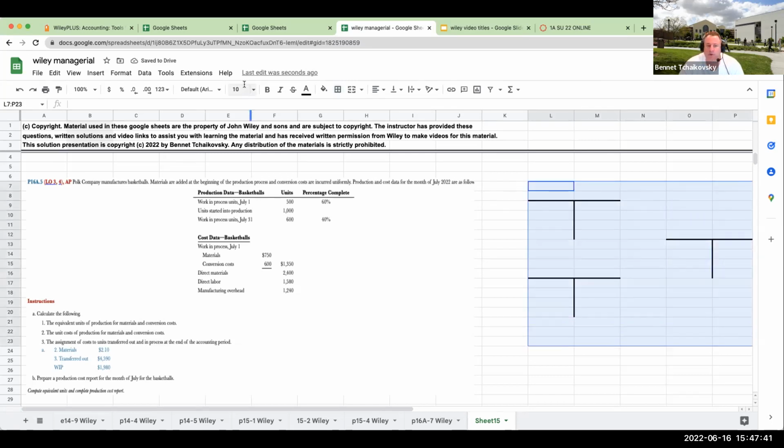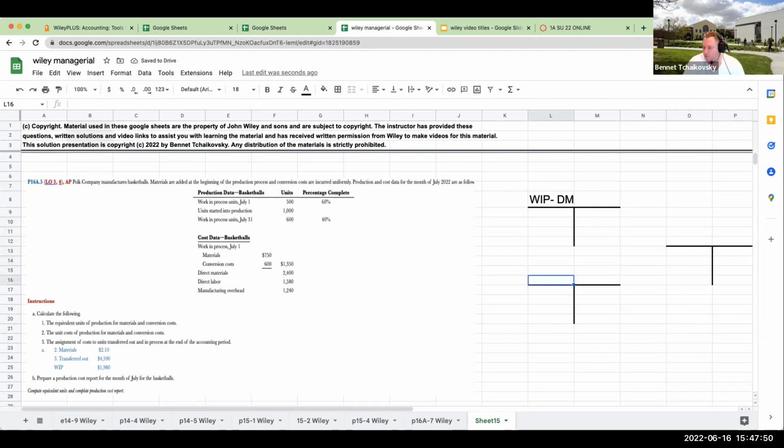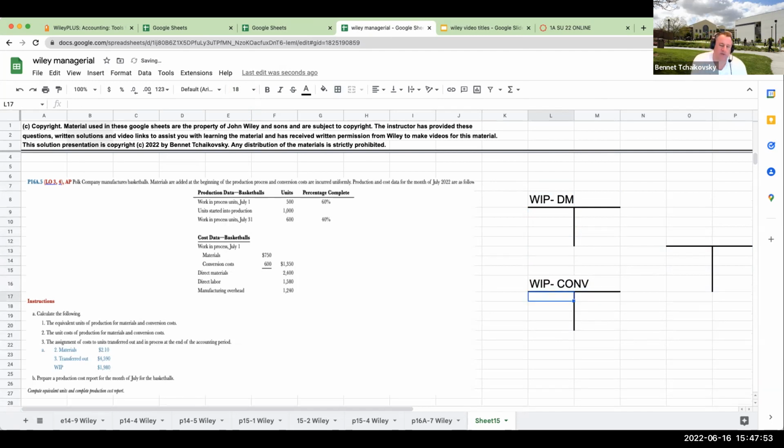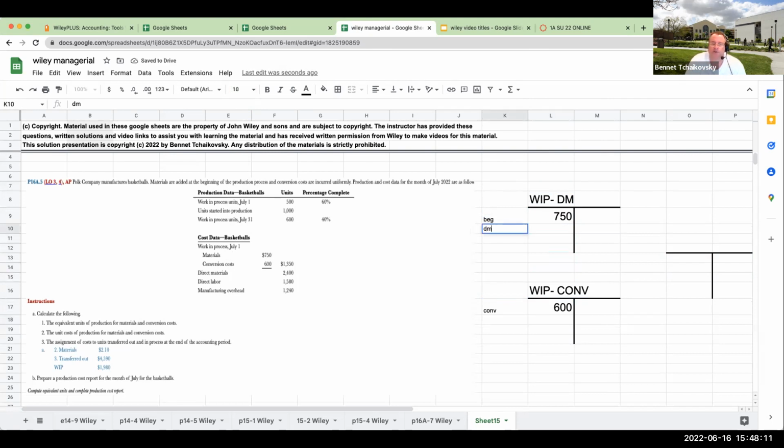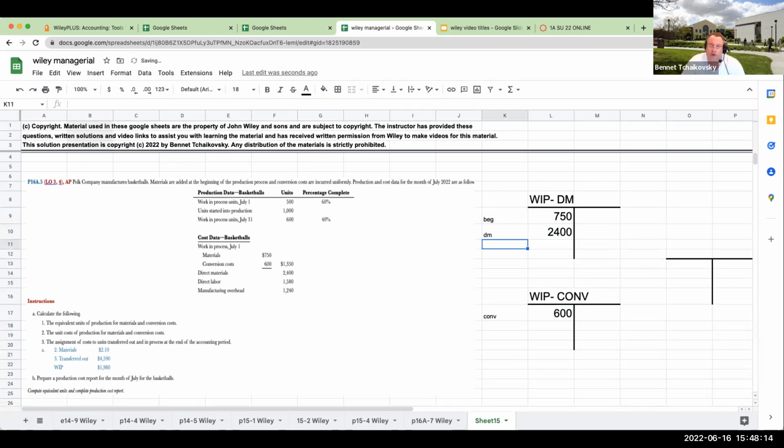But before we get going, let's set up the question. We have work in process direct materials and work in process conversion. For the cost, we had a beginning of $750 for direct materials and a beginning of $600 for conversion. The direct materials during the month were $2,400. For conversion, which really refers to direct labor and factory overhead, this is going to be $1,580 and this is going to be $1,240.